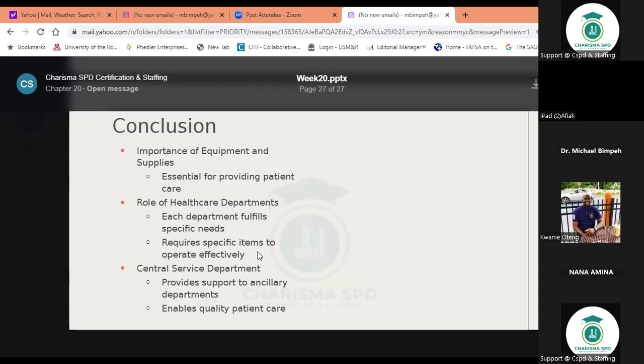So what happens is that the user department will tag it as not working, broken, before they send it to central sterile. They'll call Biomed first of all, but then Biomed will tell them, okay, we'll repair it, but send it to central sterile for them to decontaminate. That's if they come to central sterile anyway. So this one requires specific items to operate effectively.